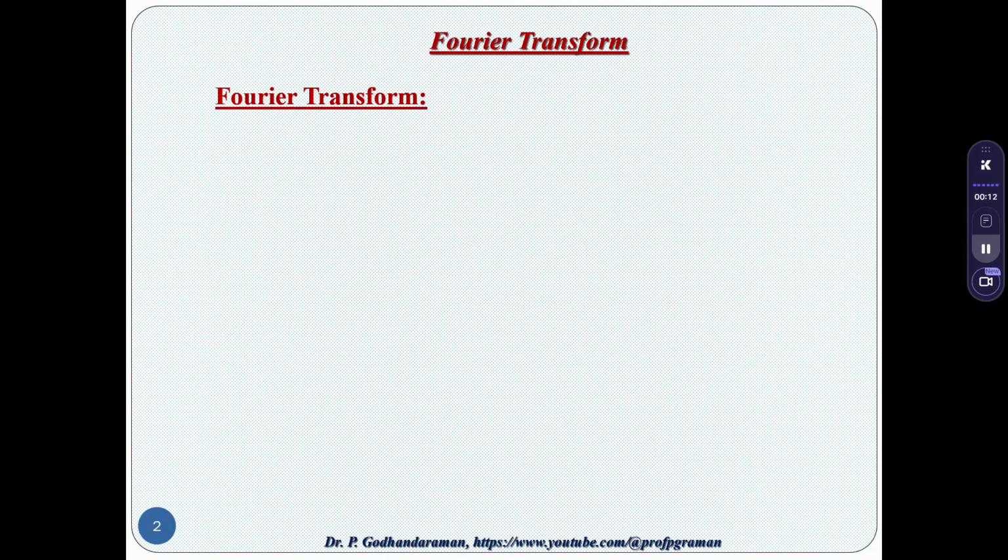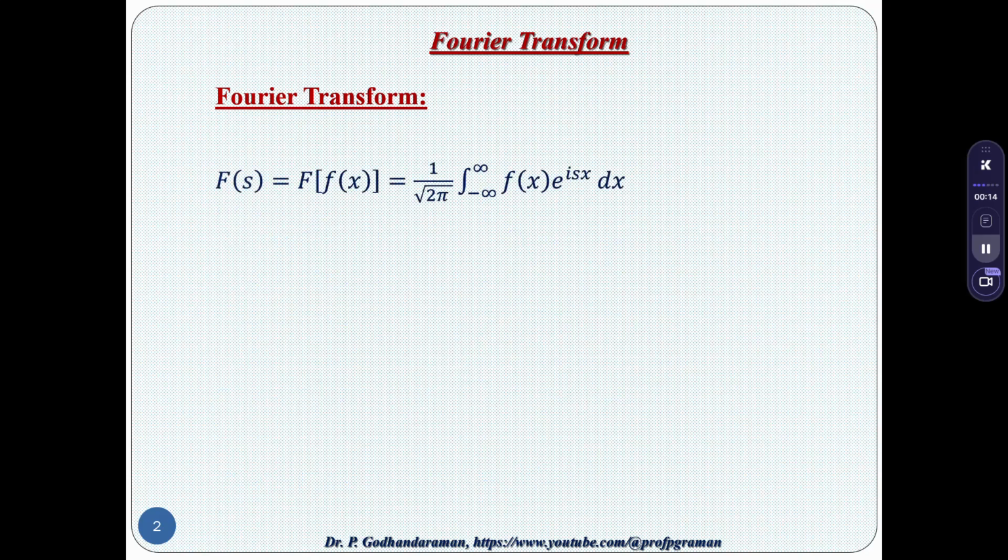In this session, we are going to discuss the Fourier transform entire unit formulas. The Fourier transform uses the notation F(s) or F[f(x)]. The Fourier transform of a function of x is equal to 1 by square root of 2 pi, integration from minus infinity to plus infinity of f(x) e^(isx) dx.